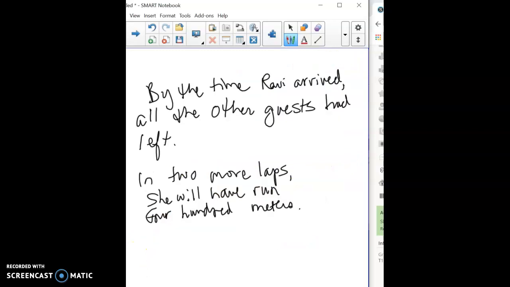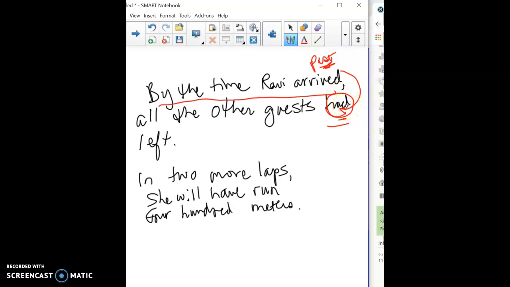Let's take a look at this next one. So by the time Ravi arrived, all the other guests had left. So we have this condition, by the time Ravi arrived. There's that past tense verb there. So we know that over here, we have to use the past perfect verb, had left. We wouldn't again write by the time Ravi arrived, all the other guests has left. That doesn't make any sense. We have to use had.